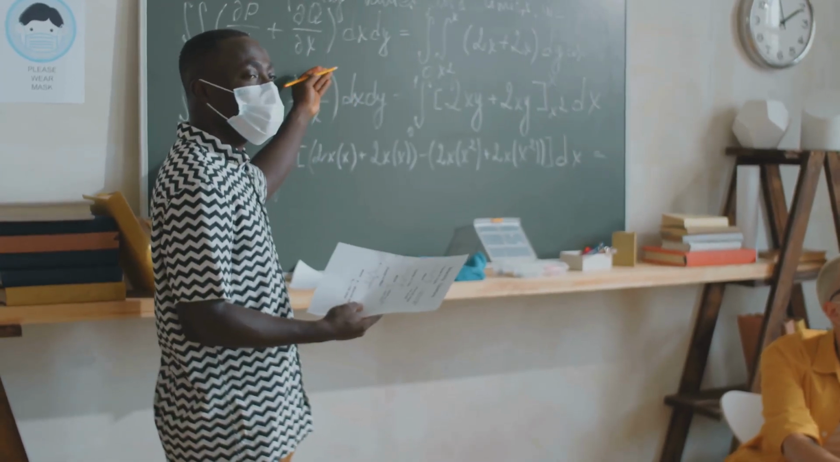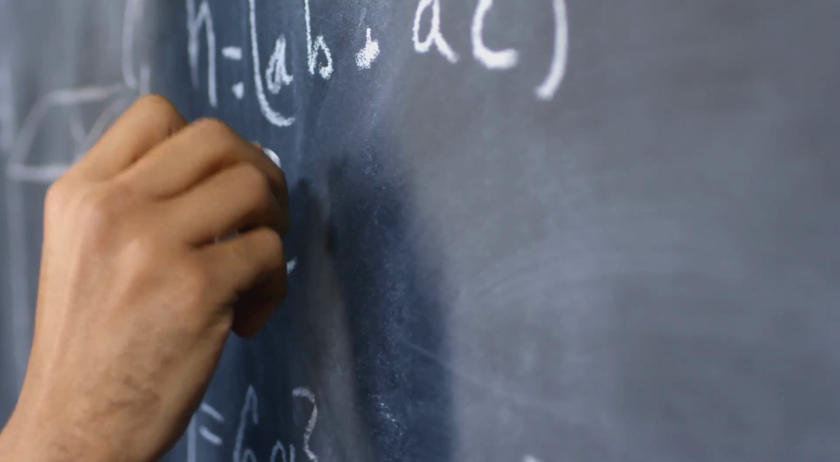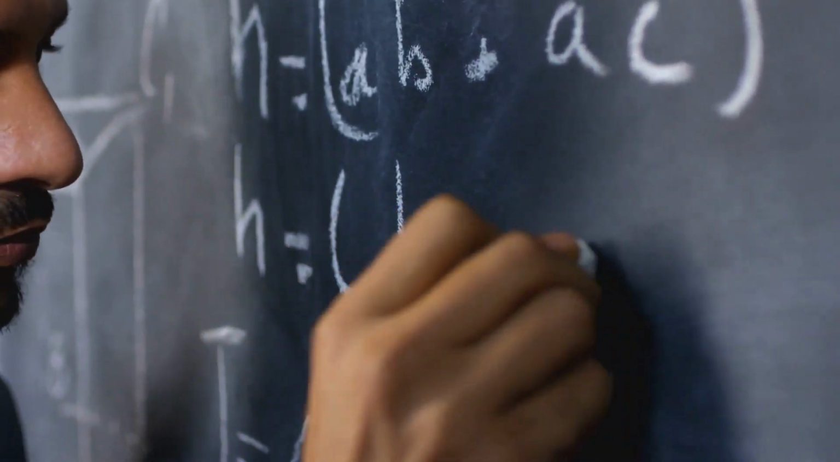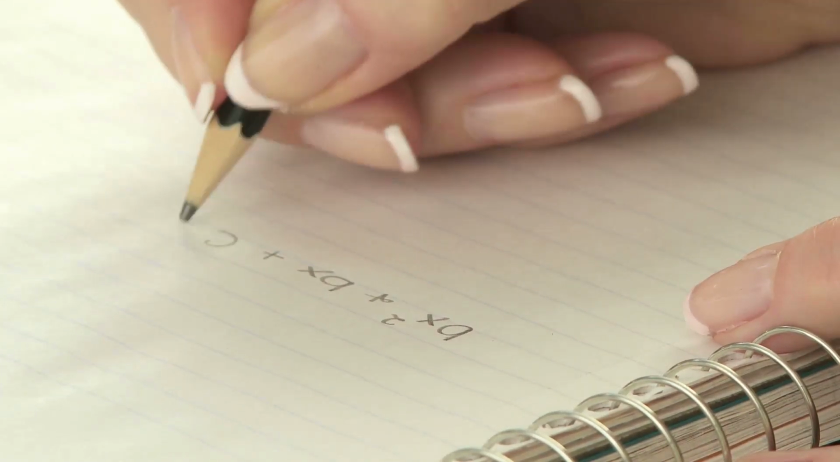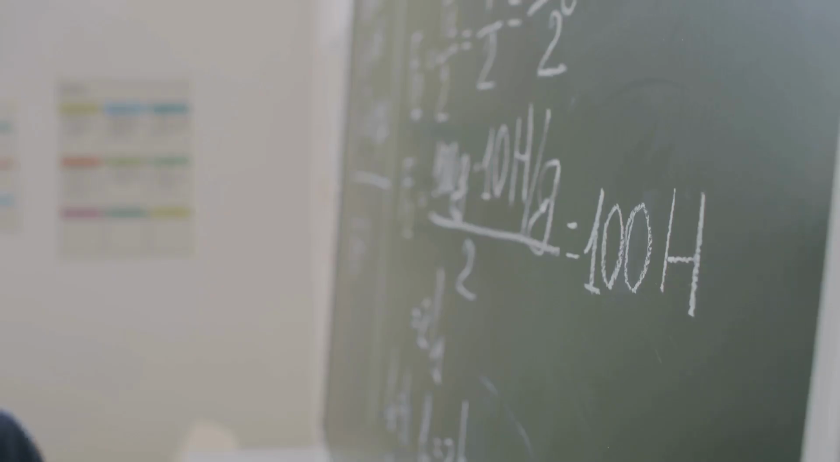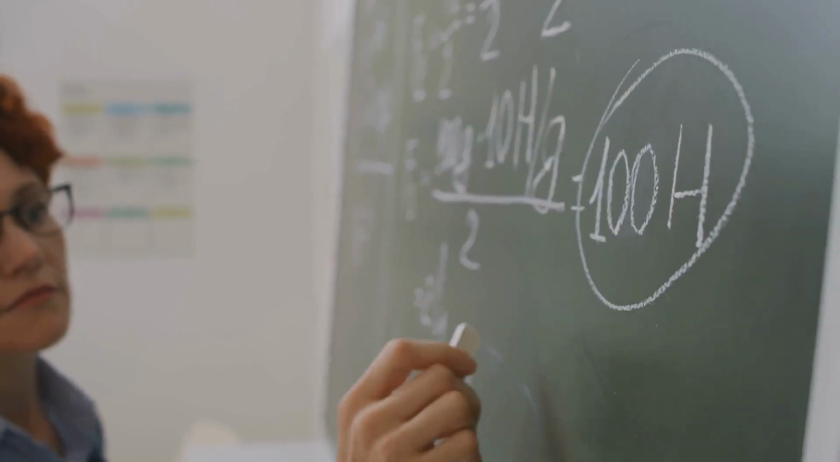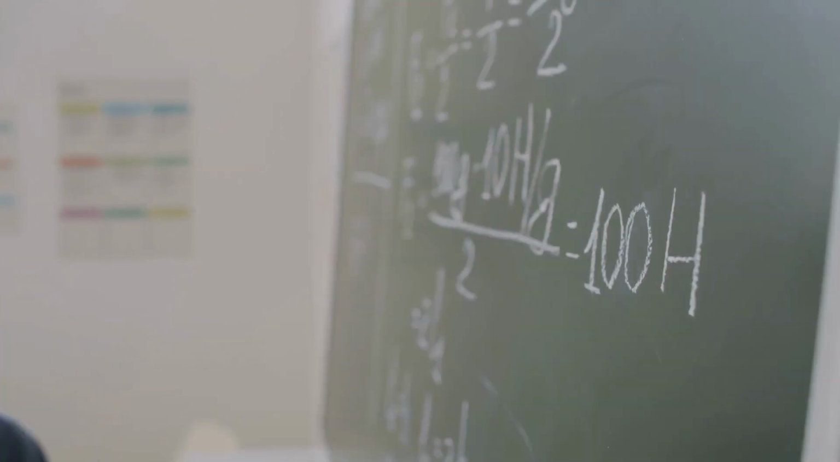Step 2. Testing possible roots. We can test these values in the polynomial. f of 1 equals 1 cubed minus 6 times 1 squared plus 11 times 1 minus 6, which equals 0. So 1 is a root. f of 2 equals 2 cubed minus 6 times 2 squared plus 11 times 2 minus 6, which equals 0, so 2 is a root. f of 3 equals 3 cubed minus 6 times 3 squared plus 11 times 3 minus 6, which equals 0, so 3 is a root.